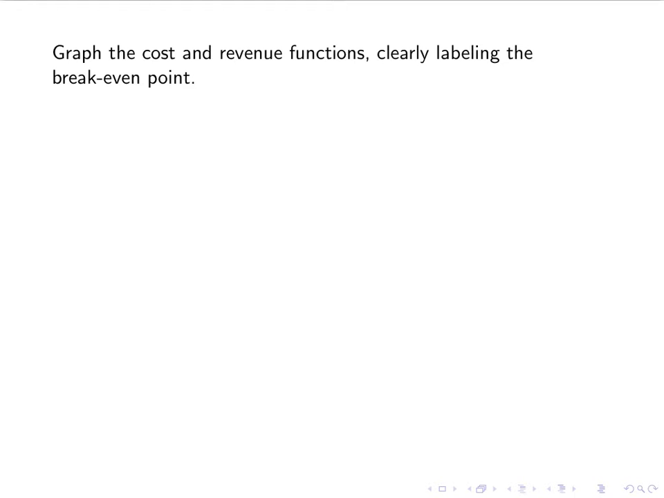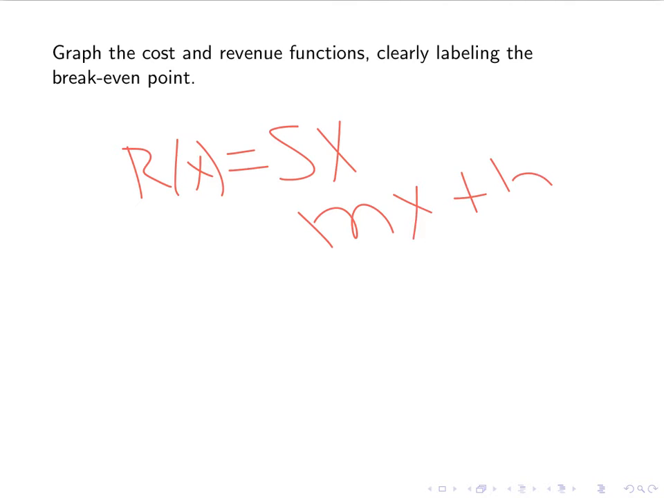Graph the cost and revenue functions, clearly labeling the break-even point. So cost is a line, we've talked about it before. Revenue is also a line, it's actually a really nice line. If I'm looking at R being S times X, remember it's still MX plus B. So S is M, and then B is 0. So I know that the revenue function always goes through the origin. And then the break-even point is going to be where these two lines intersect.